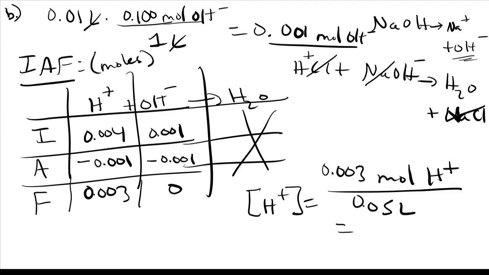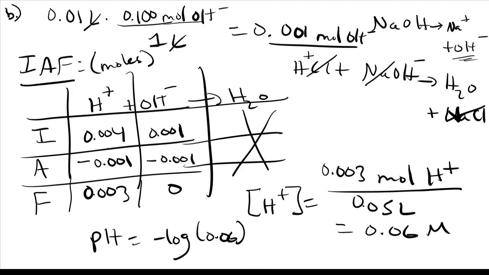Then when we do that, we're going to get 0.06 molar. Then we're going to go ahead and calculate the pH now, which is the negative log of 0.06. And that's going to give us a pH of roughly 1.22. Okay? So that will be part B.